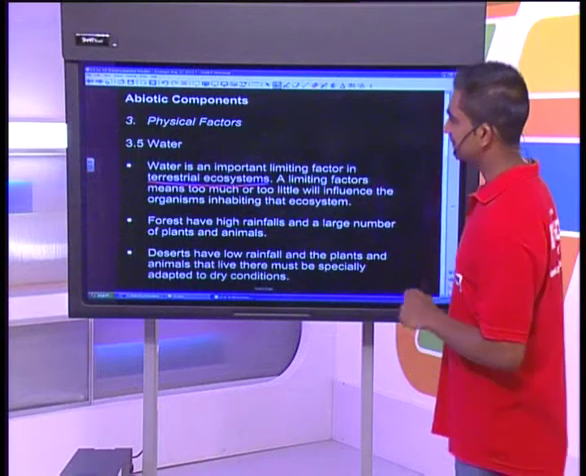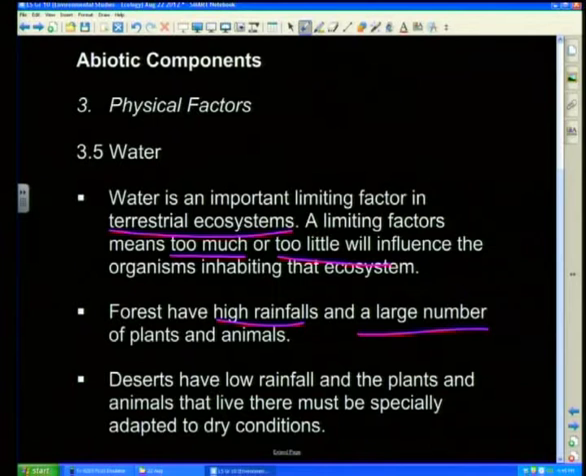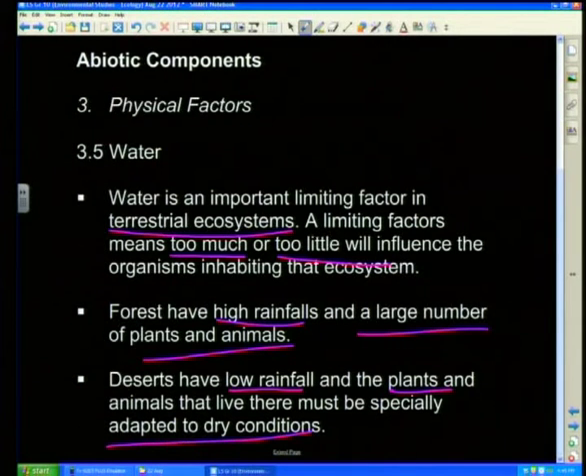A limiting factor means something too much or too little of will influence the way the organism inhabits that ecosystem. Forests have high rainfall and a large number of plants and animals. If we look at deserts, they have low rainfall and hence the plants and animals that live there are adapted to those dry conditions.